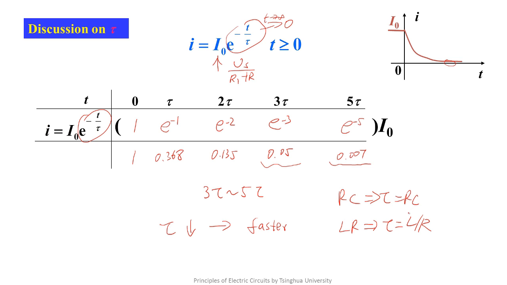Please think about this question: why is tau larger if R or C is larger in an RC circuit, and why is tau larger if L is larger or R is smaller in an RL circuit?